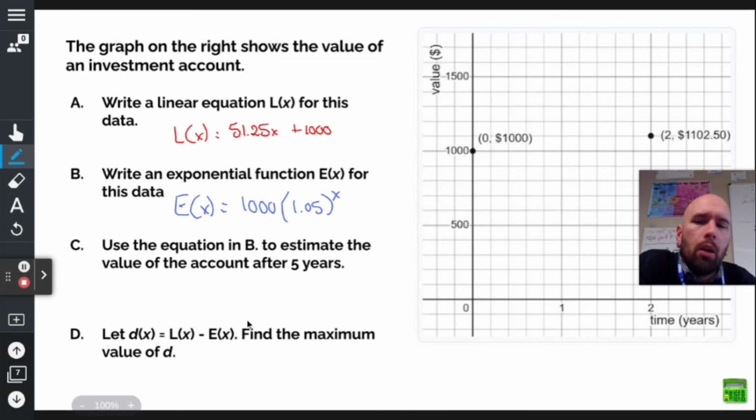$1,276.28. Now, since we're dealing with money here, I'm going to make sure that I round it appropriately. So I have $1,276 and 28 cents. You can't forget that 28 cents.